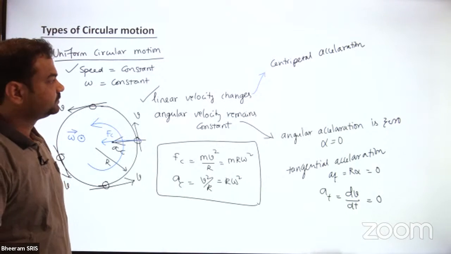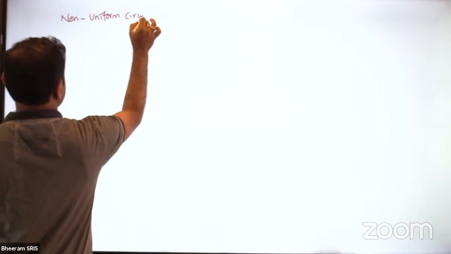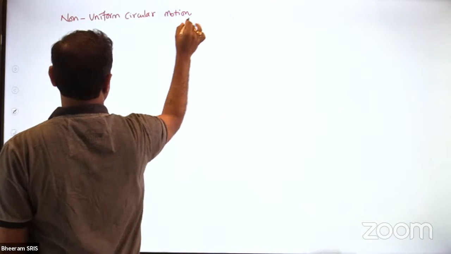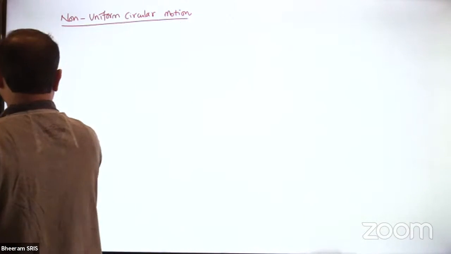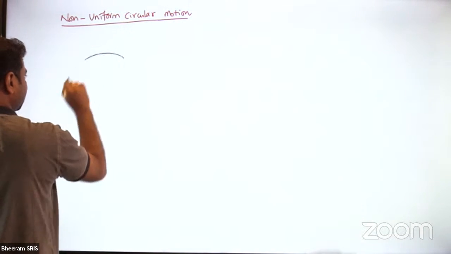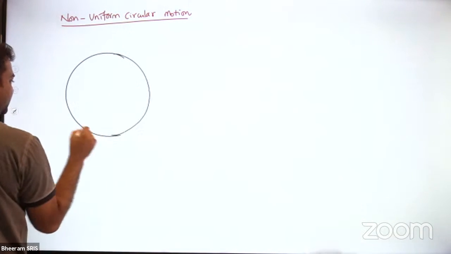Completed, huh? Okay. So next one is what? What is the next type of circular motion? Non-uniform circular motion. One is uniform circular motion, other one is non-uniform circular motion. Okay? So in non-uniform circular motion, what is the difference between uniform and non-uniform circular motion?